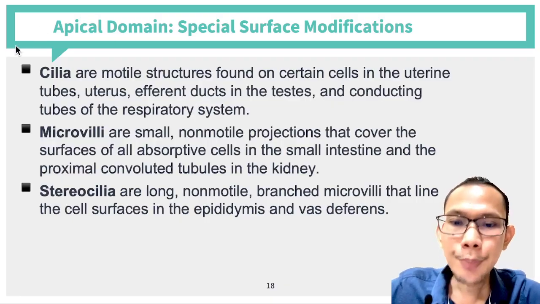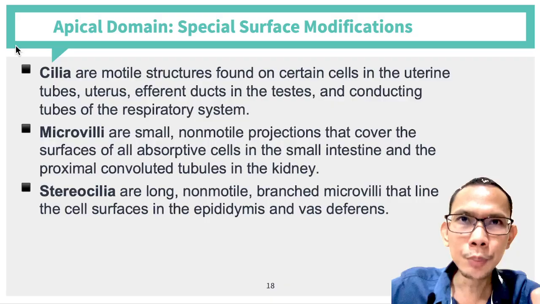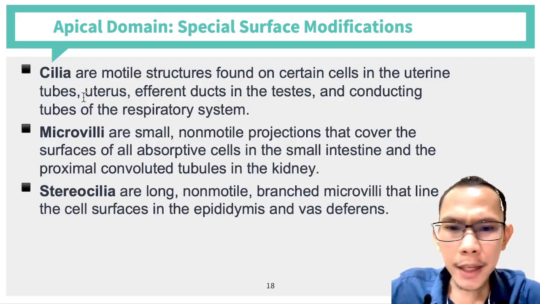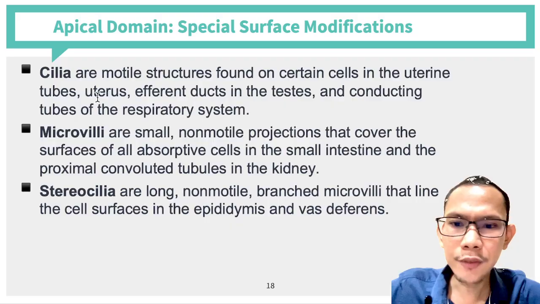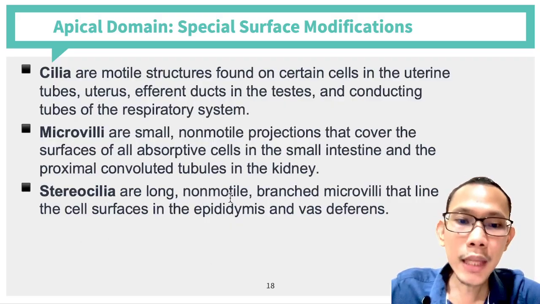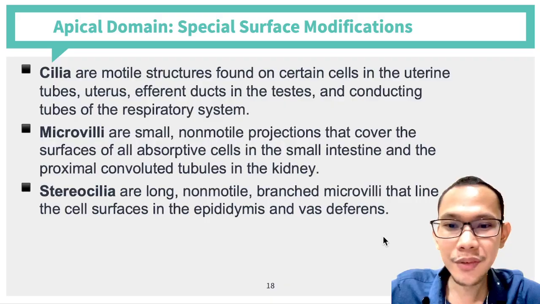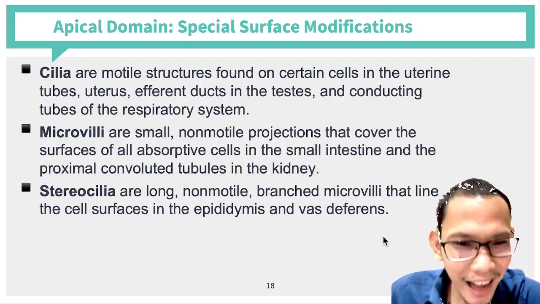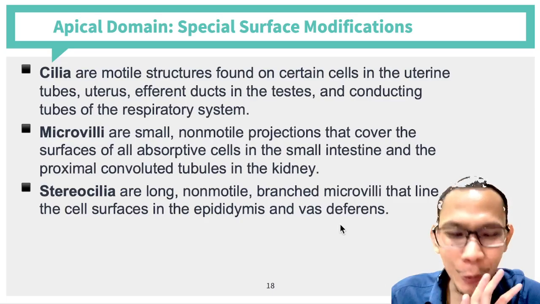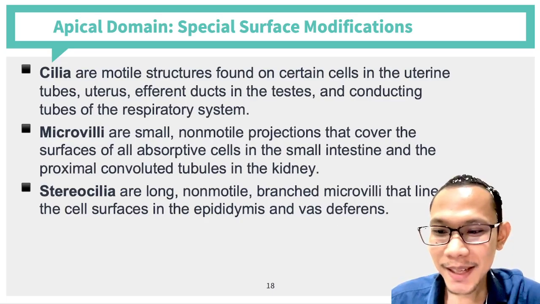Again, cilia, think of your uterine tube. Think of your respiratory system. Microvilli, think of your small intestine for absorption. Stereocilia, think of your epididymis and your vas deferens. Again, these are the things you at least need to know. Okay? This is the most important. Okay? Sige, let's look.